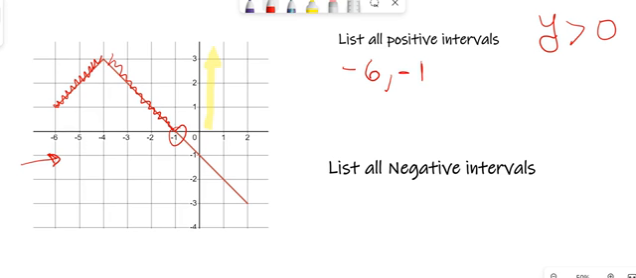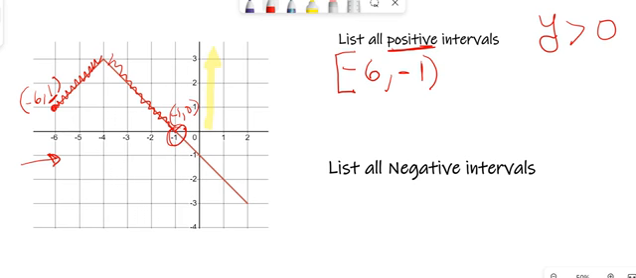-1. Is -6 included? Let's look at the coordinates. -6, 1. This is the coordinate of the point. 1 is positive. Of course I have to include it because they want positive y's. Now, what about -1? Should I include -1? This is -1, 0. No. Why not? Because 0 is not positive, nor negative. So that's my positive interval.